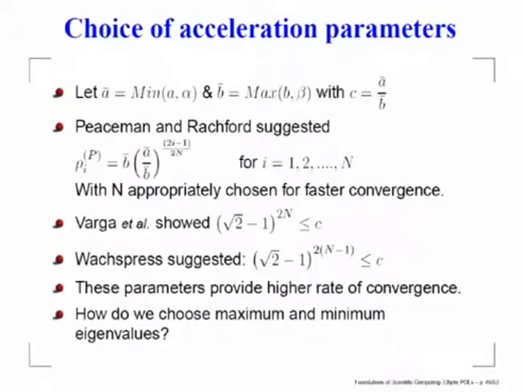We did talk about how operationally it is done. You do not need to look at all the eigenvalues to reduce the error. What you do instead is strategically position some acceleration parameters between the minimum and maximum, A bar and B bar, and the number of such strategically positioned acceleration parameters is obtained either by Varga's suggestion or the one that is given by Wachspress. And we presume that these parameters would provide us with a very high rate of convergence.